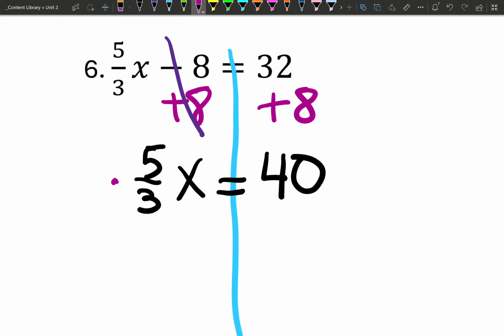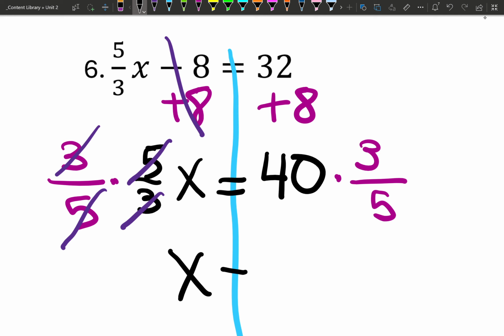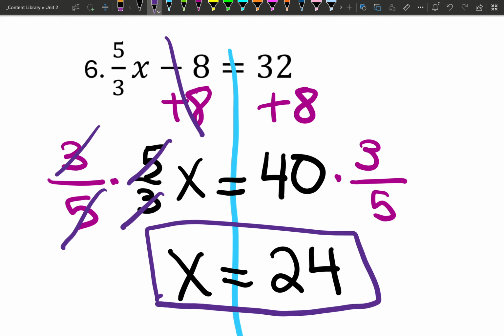Let's practice getting rid of fractions by multiplying both sides by a reciprocal, 3 over 5. Oh, that's an ugly 5. I'm going to draw that again. There we go. On the left, 3's cancel, 5's cancel. I'm left with 1x. On the right, you can do 40 times 3 over 5 in your calculator, or you can think about it like I did. 40 times 3 is 120, divided by 5 is 24.